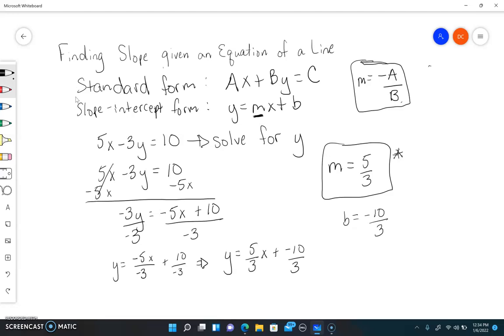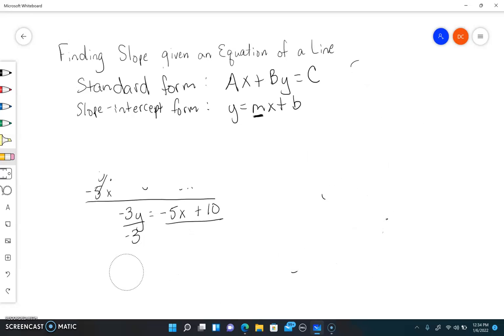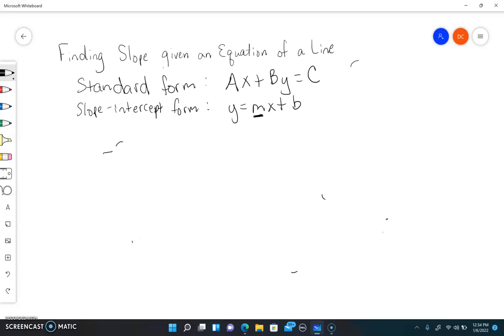I could do another one real quick. I guess we'll do another one in standard form. Just real quick. All right, so let's say we have negative 3x minus 7y equals 14.